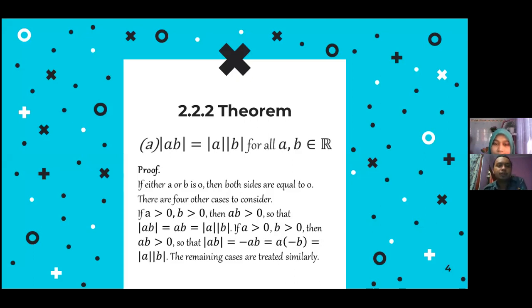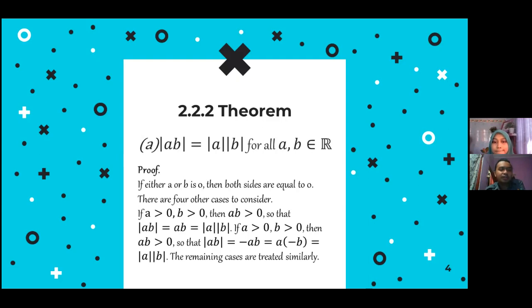Theorem 2.2.2. The first theorem: the absolute value of AB equals the absolute value of A times the absolute value of B for all A and B, the elements of the real number set. The proof is, if either A or B is 0, then both sides are equal to 0. There are four other cases to consider.